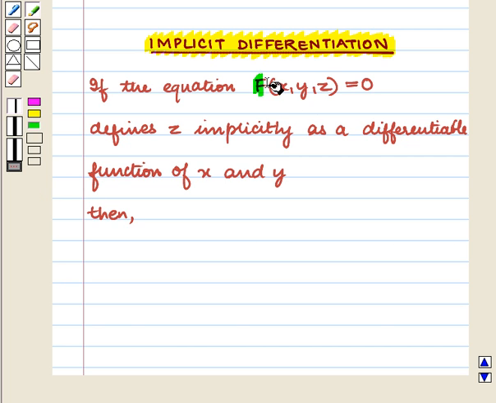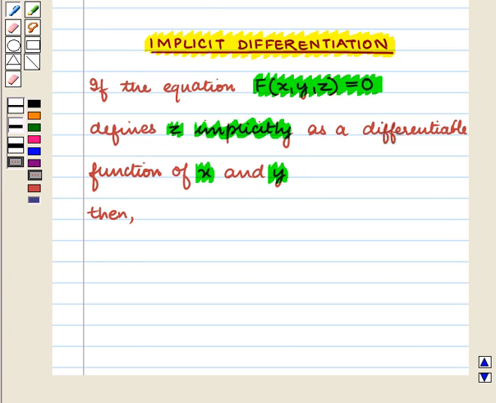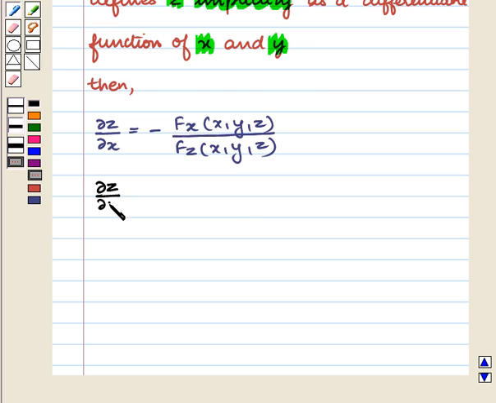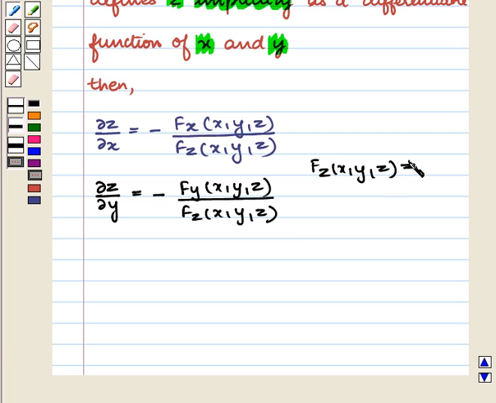Now let us discuss implicit differentiation. If the equation f of x, y, z equal to 0 defines z implicitly as a differentiable function of x and y, then the partial derivative of z with respect to x will be equal to minus of f sub x of xyz upon f sub z of xyz, and partial derivative of z with respect to y is equal to minus of f sub y of xyz upon f sub z of xyz, where f sub z of xyz is not equal to 0.